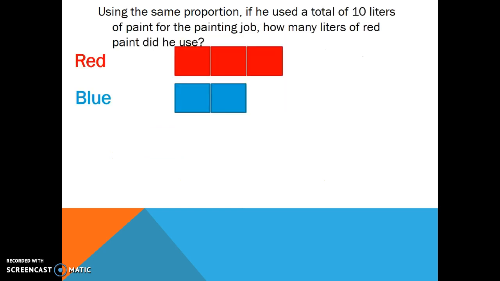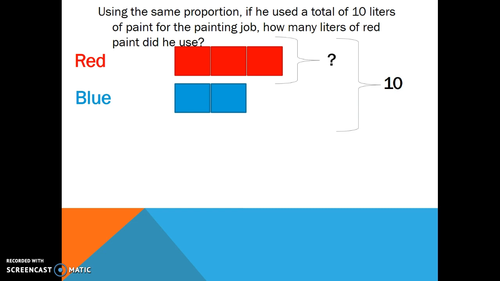Okay, now what happens if Mr. Ray used a total of 10 liters of paint for the painting job? Now remember, our proportion is still 3 to 2, but we're changing up the amount of liters that he used. So the units are going to change a little bit. Okay, so he used a total of 10 liters. How many liters of red paint did he use?